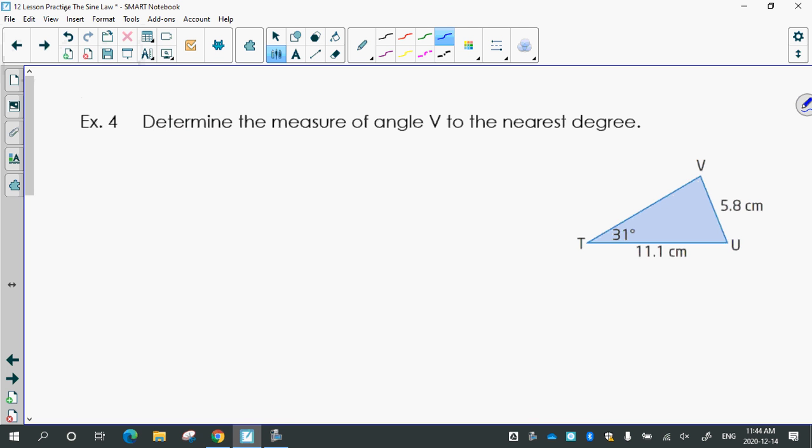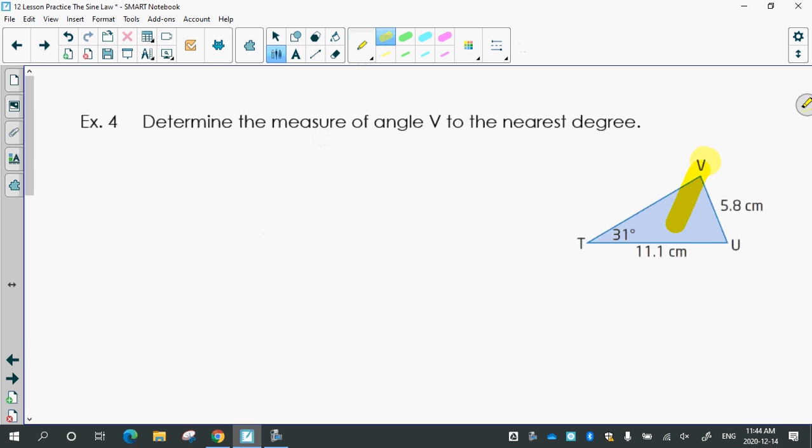Okay, so we left off on example 4, which was a good one because this one time we want to find an angle. Determine the measure of angle B to the nearest degree. So we're going to do a similar thing with the highlighter. So here's what we want to find, angle B.